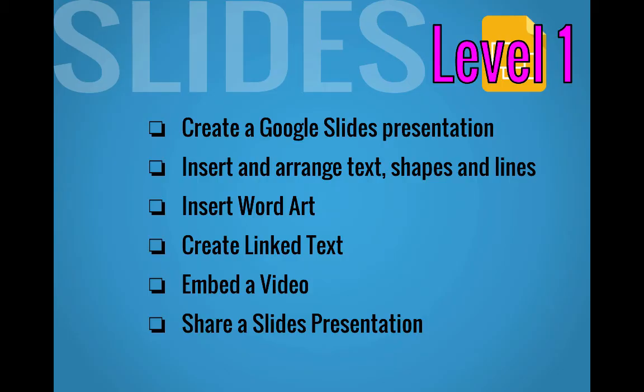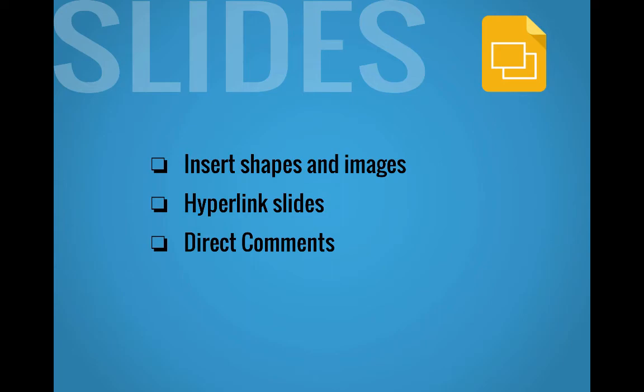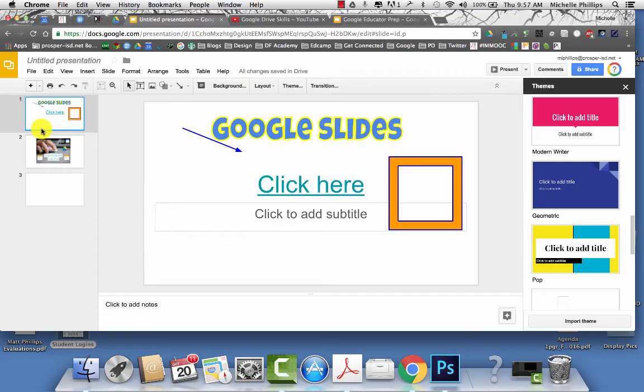For Level 1, I've shown you how to create a slides presentation, insert and arrange text, shapes, and lines, insert word art, create linked text, embed a video, and how to share a Google Slides presentation. Now let's look at skills needed for Level 2. In Level 2, you will need to know all of the skills needed in Level 1, including inserting shapes, images, and other objects, and also how to hyperlink slides so when you click, it will go to a specific slide.